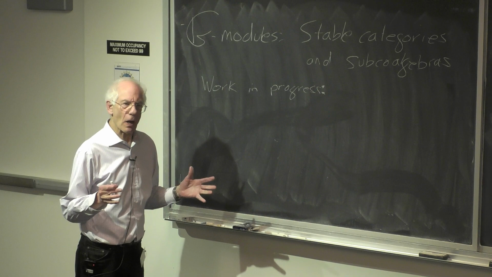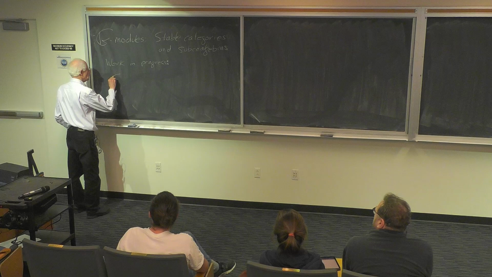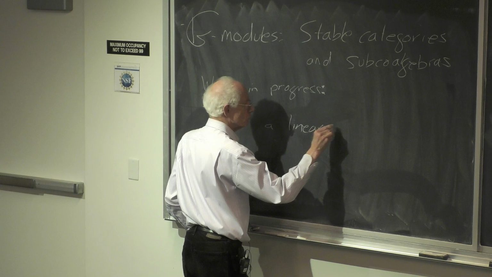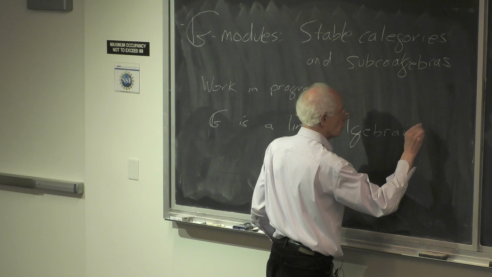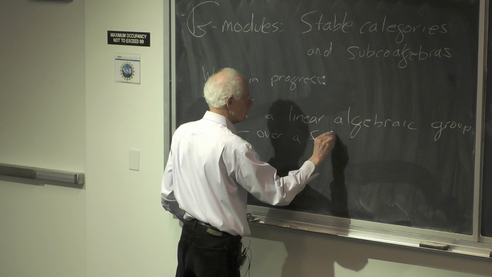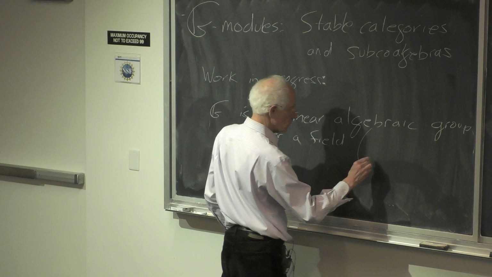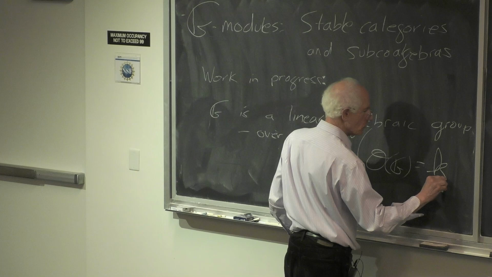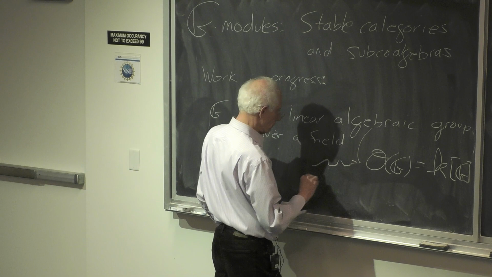So what I'm interested in, G is a linear algebraic group over a field. One doesn't have to assume algebraically closed. A few technicalities. And by this, I mean that its coordinate algebra, which Chris Negron taught me to write this way, but I'll probably slip and write this way, is, in particular, an integral domain. It's a finitely generated integral domain.